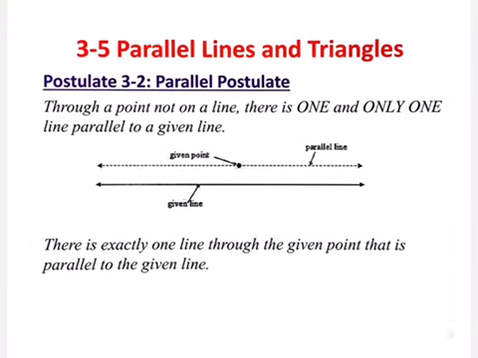Section 3.5, parallel lines and triangles. Postulate 3.2, parallel postulate, states that through a point not on a line, there is one and only one line parallel to a given line. So no matter where you draw a point in space, there is only one line that can be drawn through that point that will be parallel to another given line.